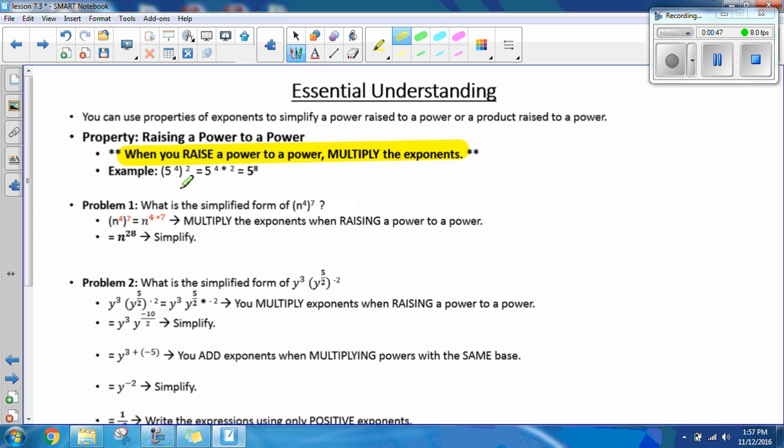For example, what is a simplified form of n to the 4th power raised to the 7th power? Since this is a power being raised to a power, we take the 4 and the 7 and we multiply them, and we get n to the 28th power.